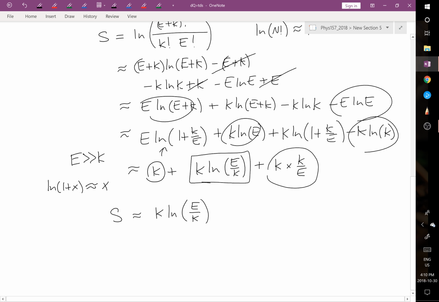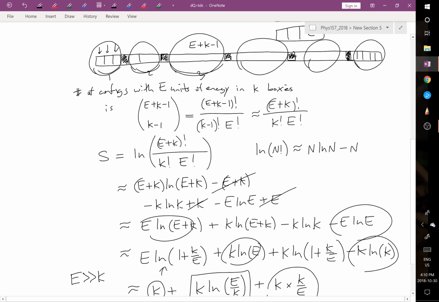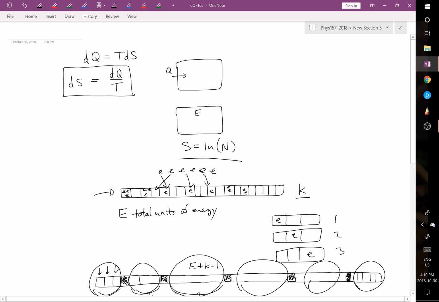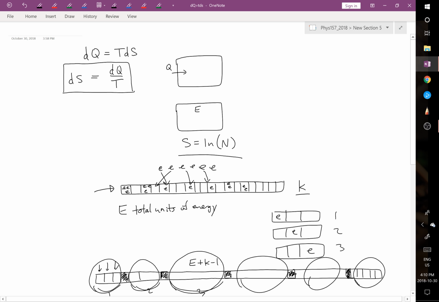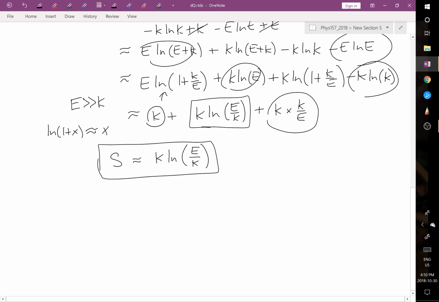All right. Okay, so if you weren't paying attention or you're fast forwarding, this is a good place to stop. And so let me just summarize. We have this simple model where we had K molecules, those are the boxes, and we had E units of energy, and we wanted to calculate the entropy, which is just the number of possible ways to arrange those E units of energy. And so we've done some approximations. We finally got this answer that the entropy is like K times this log of E over K.